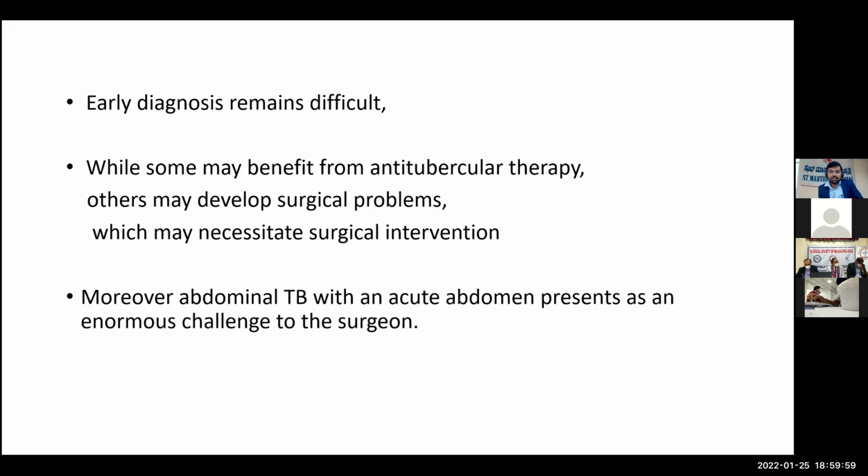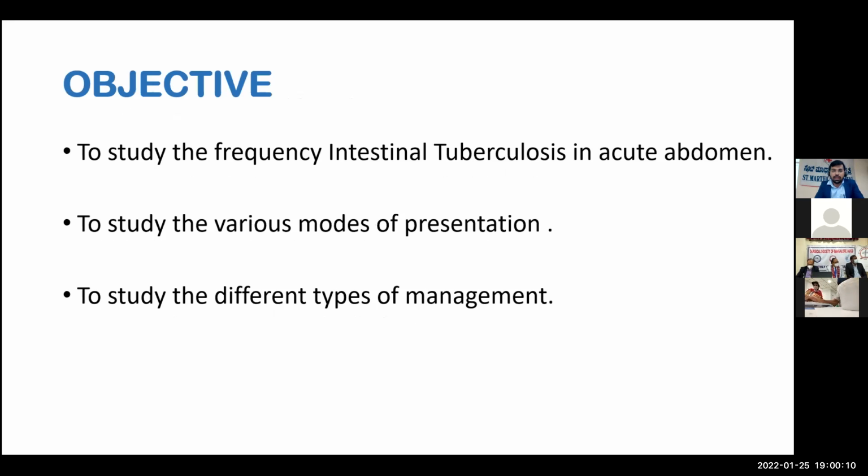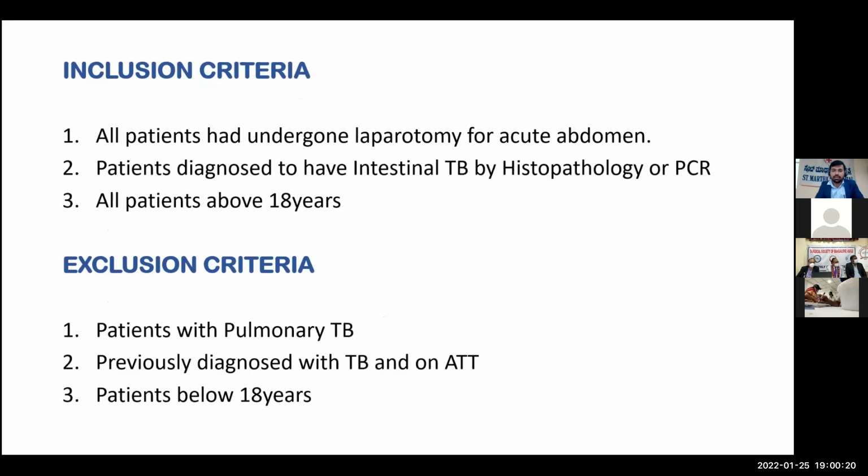It has been a great concern for surgeons because when it presents as acute abdomen, a surgeon has to decide about the extent of the surgery in an acute setting. The objectives of the study are to study the frequency of intestinal TB in acute abdomens, to study the various modes of its presentation, and to study the different types of management.